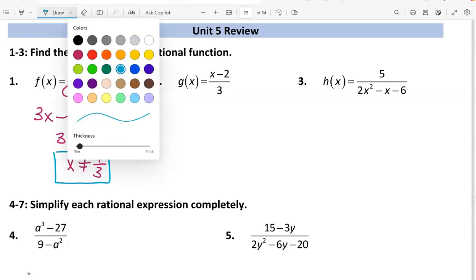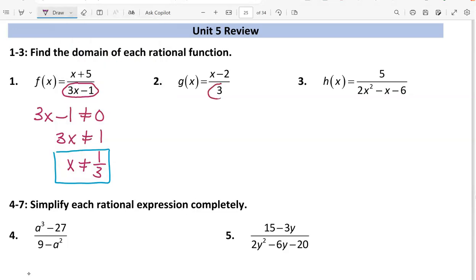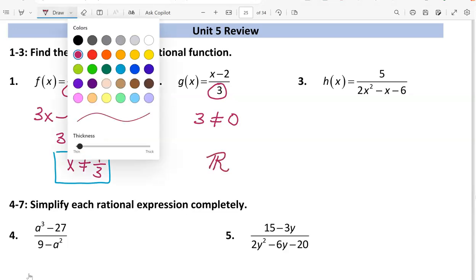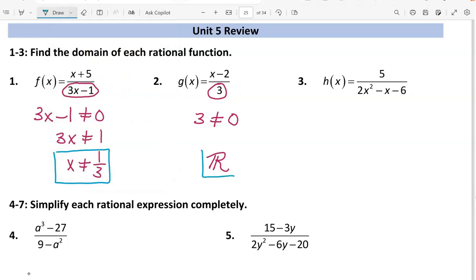In number 2, if we look at the denominator and we say that denominator may not equal 0, that's just a fact. 3 is not equal to 0. It doesn't matter what x is. So x can be anything. There are no restrictions on x. So that means we can write the symbol, or we can write the words all real numbers.